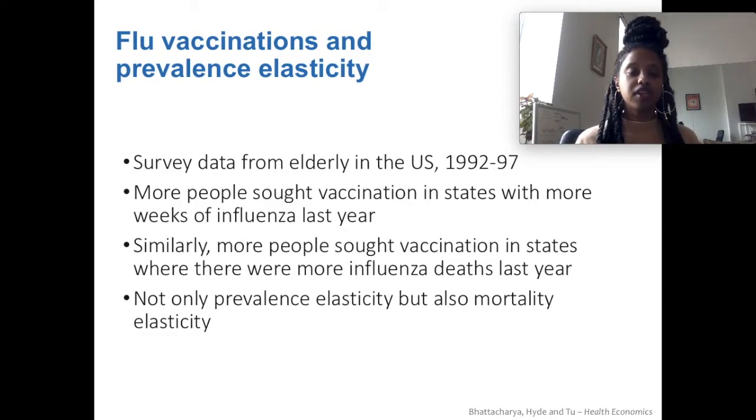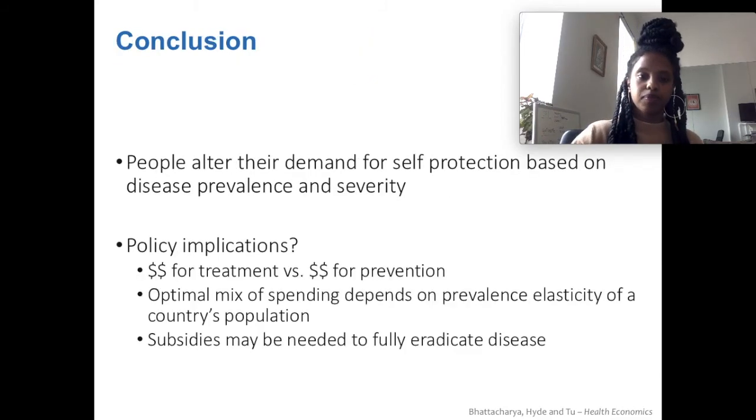You find something similar with flu vaccinations. Using survey data from the late 90s, you find that more people decided to get the flu vaccine in states where the year before there was a lot of flu. And also more people are getting flu vaccines if there were a lot of flu deaths in their state the year before. So that suggests a prevalence elasticity, that people are responding to how many people have the disease, but also a mortality elasticity, where people's demand for self-protection is associated with deaths from the disease.